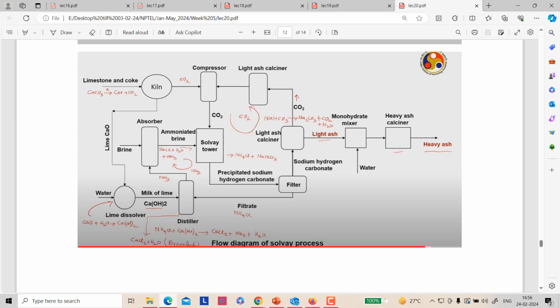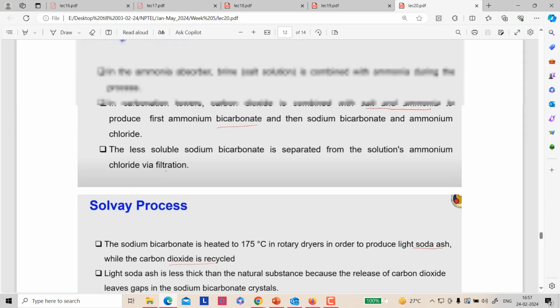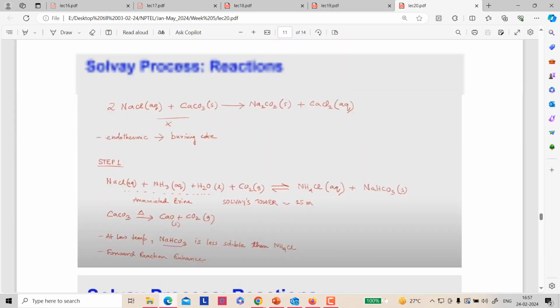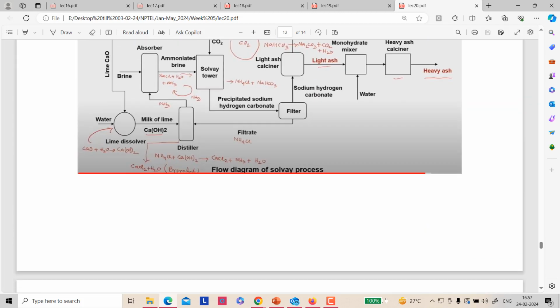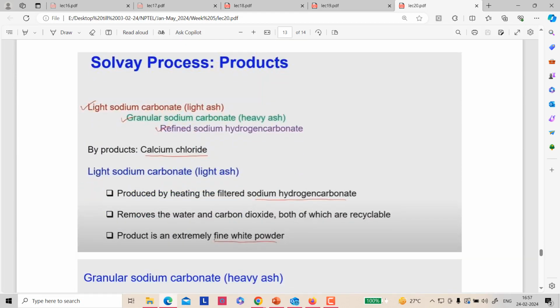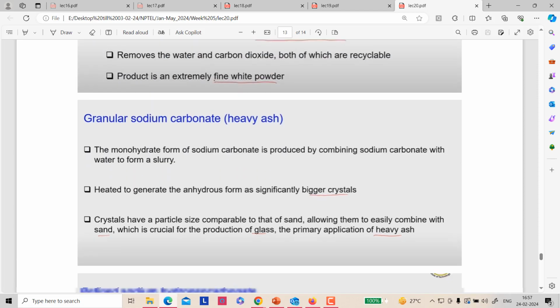This is our byproduct, and our main product is this light ash, heavy ash, or this bicarbonate. So this is a very understandable flow diagram of the Solvay process. If you go through the flow chart and the equations simultaneously and practice, you'll be able to remember this big chart. So these are some of the features and properties of the products.